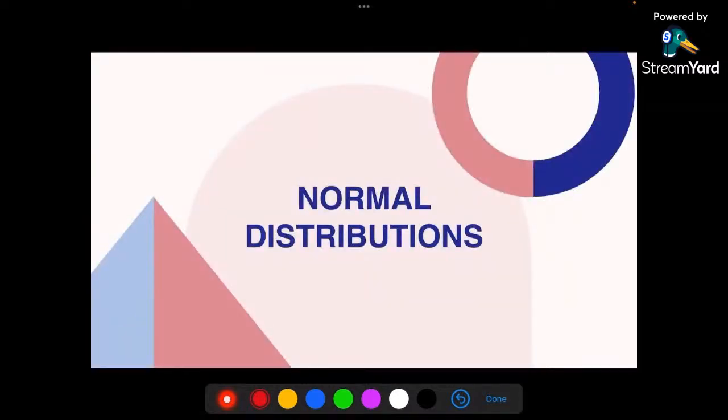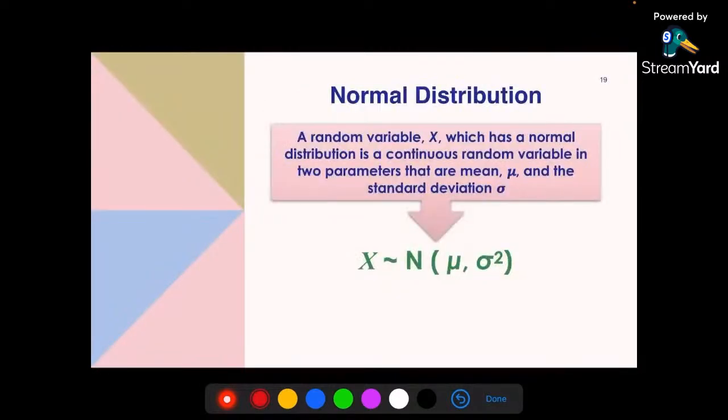Okay, so for normal distribution, okay, kita tengok apa dia maksud dia normal distribution ni. So tadi kalau untuk binomial, untuk discrete random variables, benda yang dia boleh dikira. But for normal distribution adalah untuk continuous. Kalau kita tengok takrifan, a random variable X which has a normal distribution is a continuous random variable. In two parameters there are mean and standard deviation, sigma.